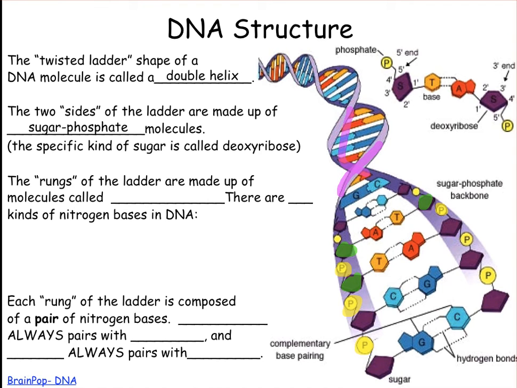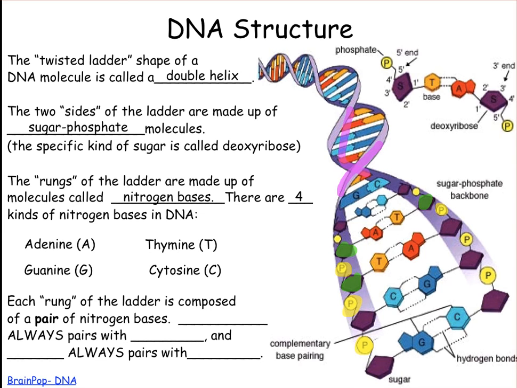Now, in between the sides of the ladders, there are rungs. The rungs are made up of molecules called nitrogen bases. There are 4 kinds of nitrogen bases in all. Their names are adenine, which is abbreviated with an A, thymine, abbreviated with a T, guanine, abbreviated with a G, and cytosine, abbreviated with a C.